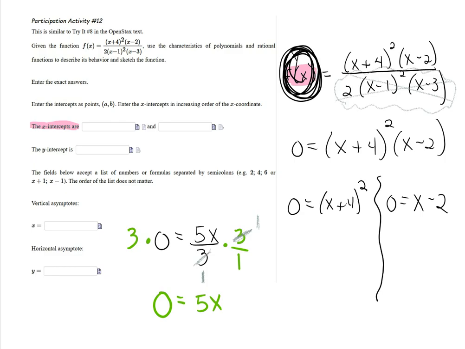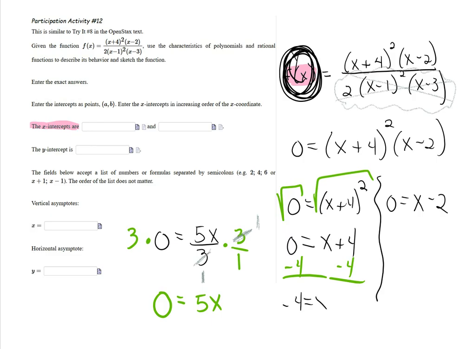So if I were to solve this, if I took the square root of both sides here, the square root of 0 is 0, and the square root of x plus 4 squared, the square root and the squared cancel out, and I'm just left with the x plus 4. And then to solve that, I would subtract 4 on both sides. So I would get negative 4 is equal to x. That is one of my x-intercepts, and it does say enter the intercepts as point a comma b. So this is going to be a negative 4 comma 0.